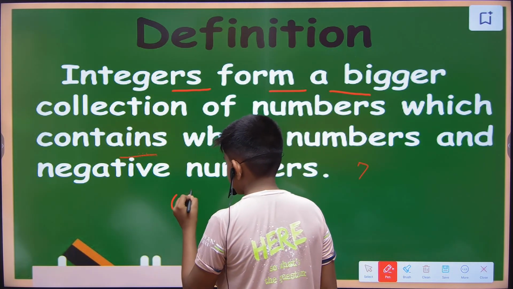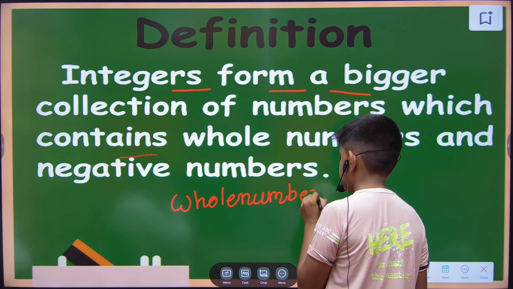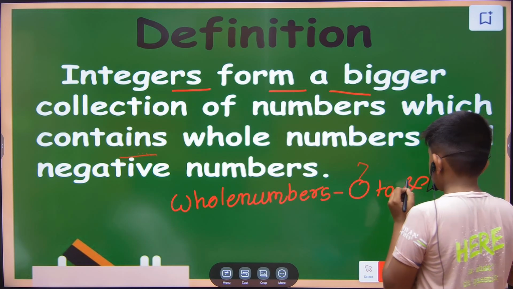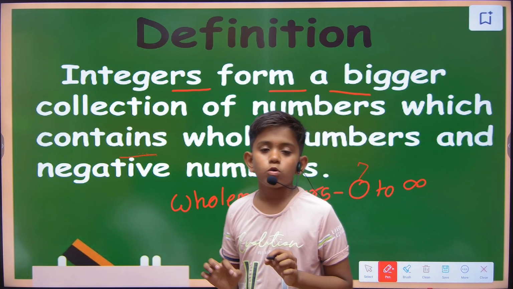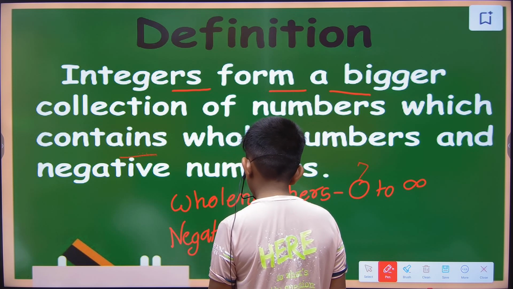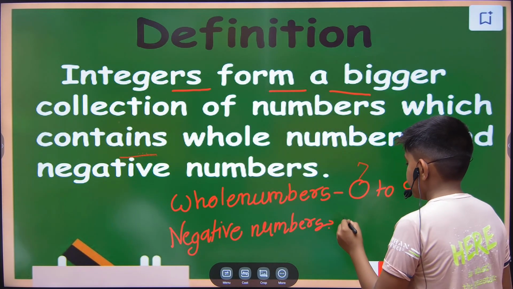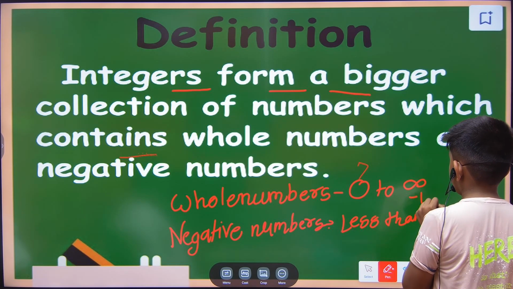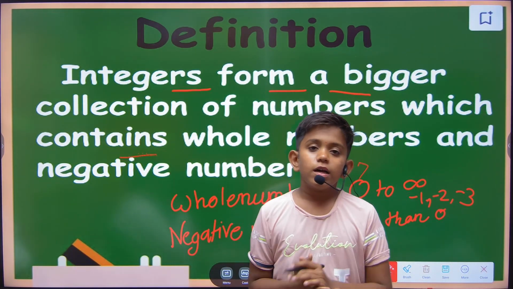What are the whole numbers? The numbers from 0 to infinity are called the whole numbers, and negative numbers are numbers less than 0, which are -1, -2, -3 and so on. So this is the definition of the integers.